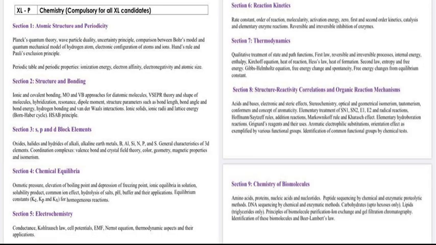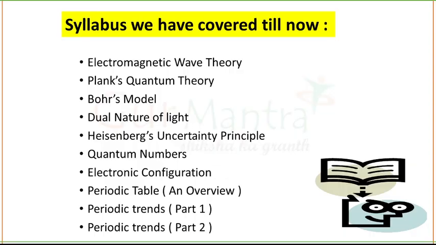So basically this is our chemistry syllabus for the GATE exam. We have started our section 1 named atomic structure and periodicity. We have completed atomic structure in the previous lecture, and in this particular lecture, we are going to study about the periodic table. In periodicity, we have completed most of the topics. Now we are going to study about electronegativity and electron affinity.